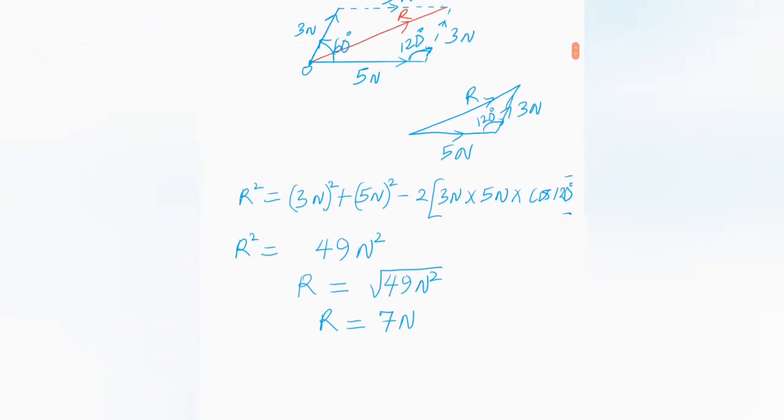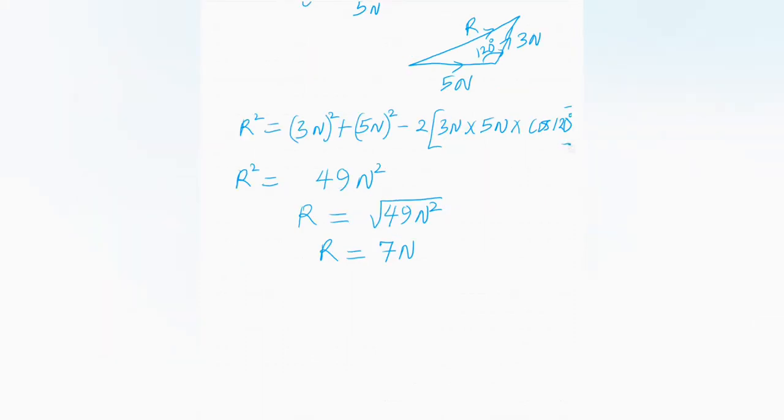The next thing we are going to do is talk about the direction. In talking about the direction, I'm going to either look for the angle it makes with the 3 Newton vector or the angle it makes with the 5 Newton vector. So let's take one of them. Now let's say I want to look for the angle the resultant vector makes with the 5 Newton vector. Let me call that angle alpha. So I want to look for the angle alpha.